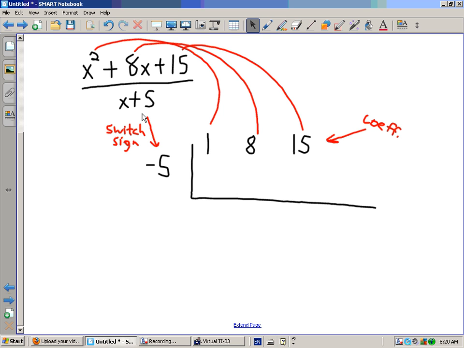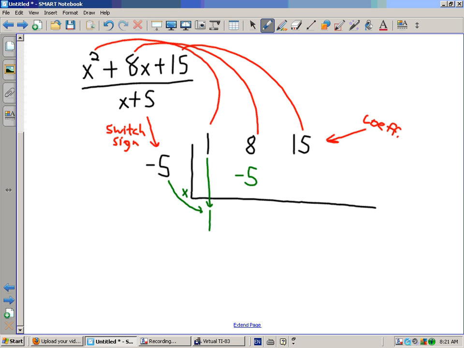In order to divide these, there is a very short little bit of steps that we wind up repeating over and over again. First thing we do is this first coefficient, we simply take it down. So we have a 1 right there. Next step is we're going to take this negative 5 and we're going to multiply by that 1 and we're going to put it right here. Negative 5 times 1 is negative 5.